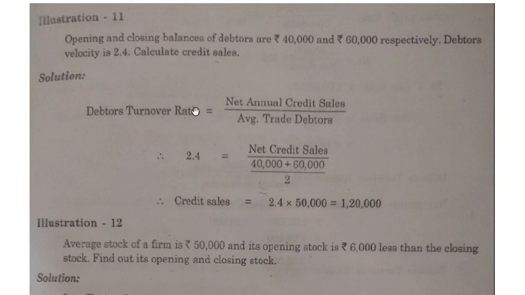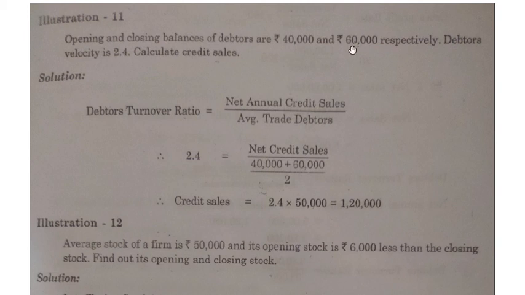So they have given the opening and closing debtors and the debtors velocity ratio. Now we are supposed to calculate the credit sales. When we use the formula, the debtors turnover ratio is net annual credit sales divided by average debtors. So 2.4 is your debtors turnover ratio. Net annual credit sales, we don't know, it's an unknown figure.